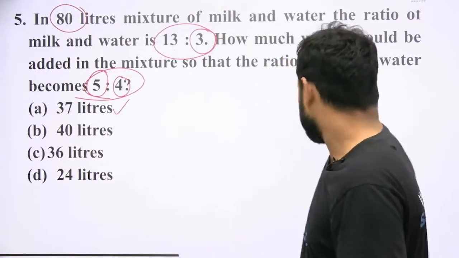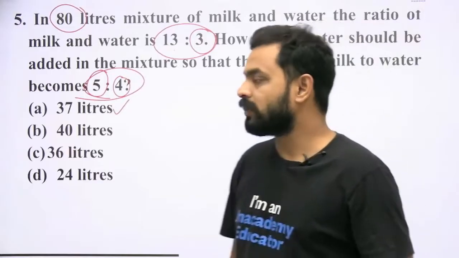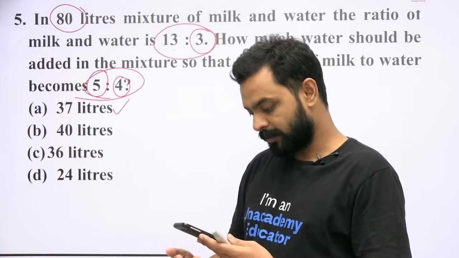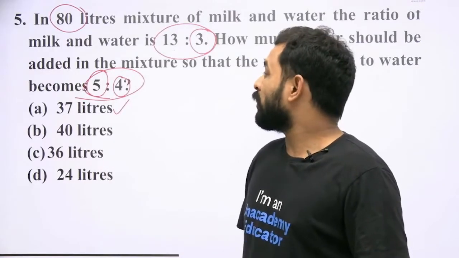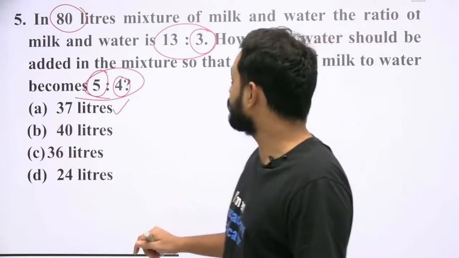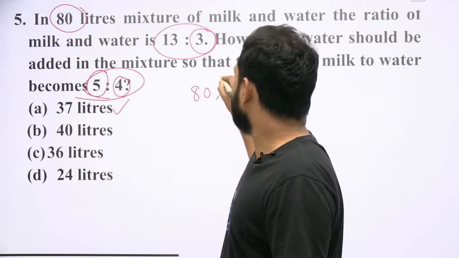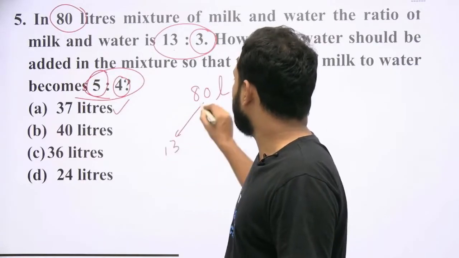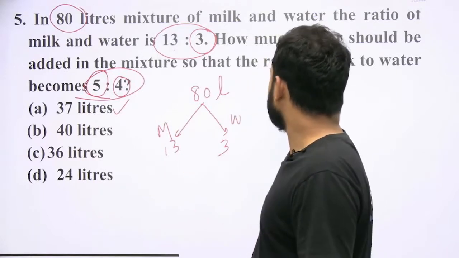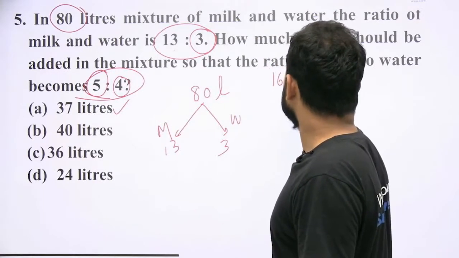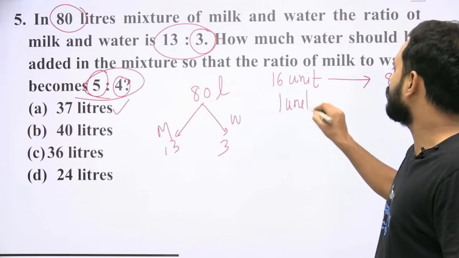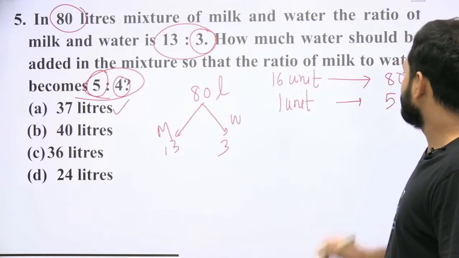Okay guys, let me solve this question by writing it down. Yes, 37 liter, Ravindra. Absolutely right, guys. Okay, so let me show how I performed this overall calculation. 80 liter, 13 and 3. That's milk and that's water. So 13 plus 3 is 16 unit. 16 unit is equivalent to 80. So 1 unit will be equivalent to 5. 1 unit is 5.